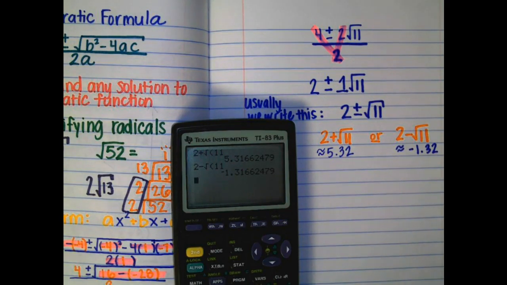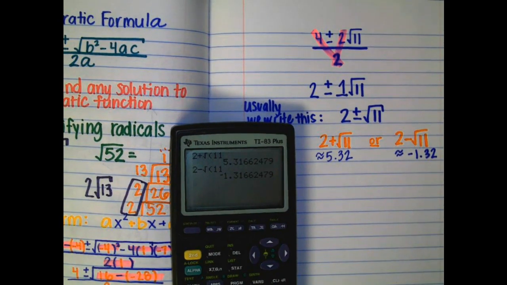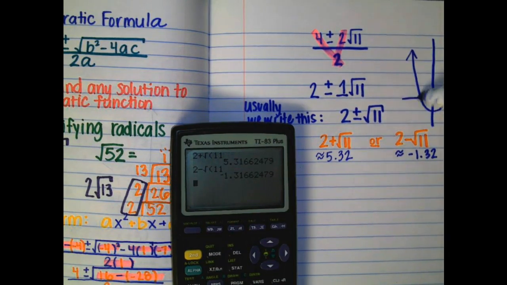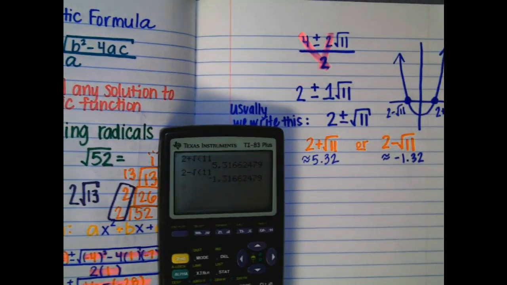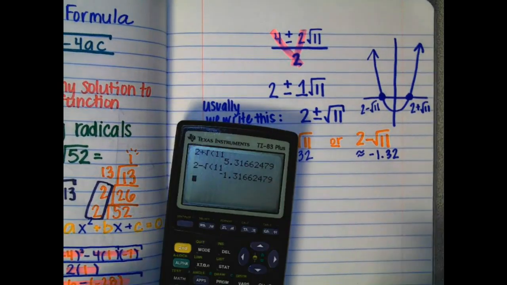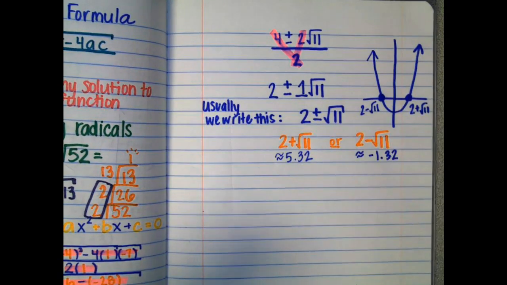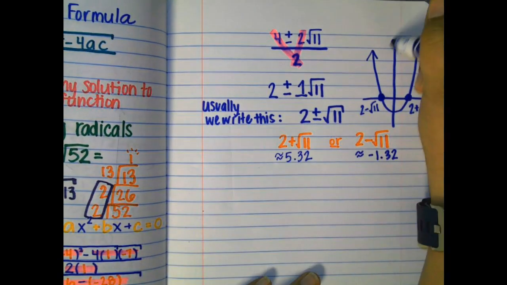And so essentially what you're going to have is a parabola that's going to touch the x-axis. And this point is going to be 2 minus the square root of 11. And this point will be 2 plus the square root of 11. Oops. Move that over so you can see it. There you go. Label it here.